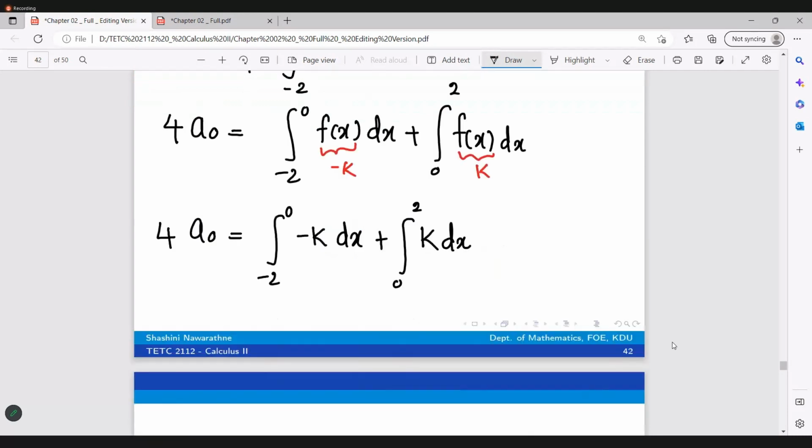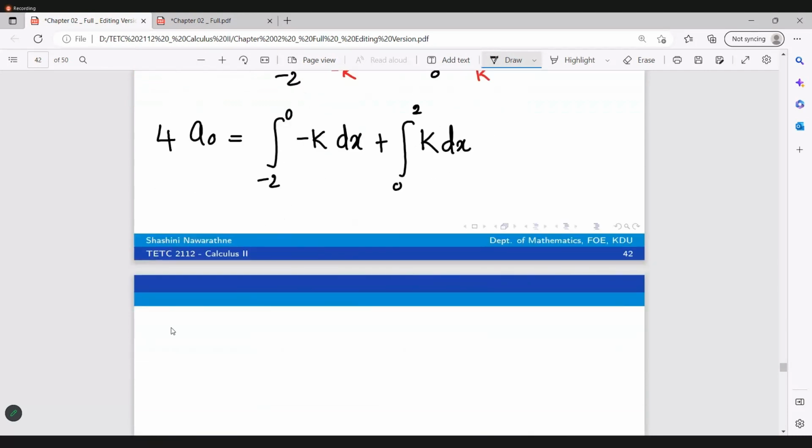So, evaluate the integration. 4 times a naught is equal to minus k times the integral from minus 2 to 0 of dx plus k times the integral from 0 to 2 of dx.